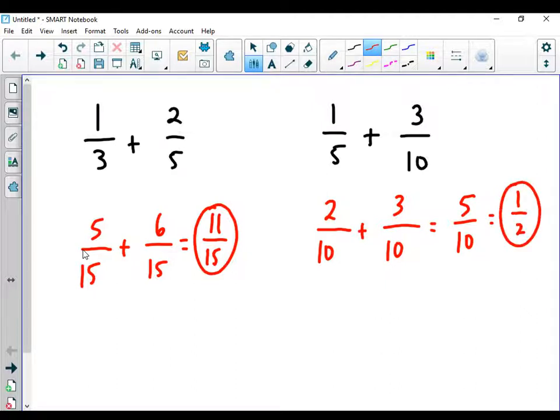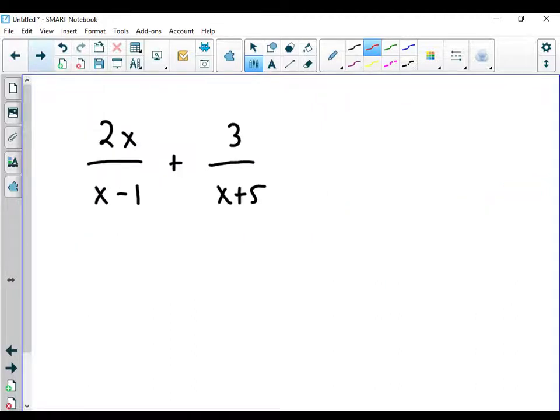Now, all that may seem like old hat, things you've done a lot in the past. But all those ideas are going to carry over to what we do when we throw in some variables. So let's say I'm asked to do this: I'm going to take 2x over x minus 1, and add to that 3 over x plus 5.